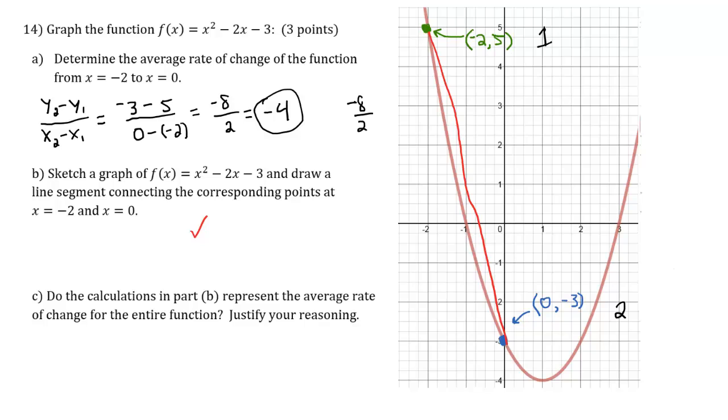But if we follow the parabola from this point, we're going to start going up again for our y's, right? It goes down and then it comes back up. So then, for example, if we called out this point and maybe this x-intercept here, this average rate of change is going to be positive because we're going up. So obviously it's not going to be the same as -4. The only time that your average rate of change would really be identical for the entire function is if you had a line.